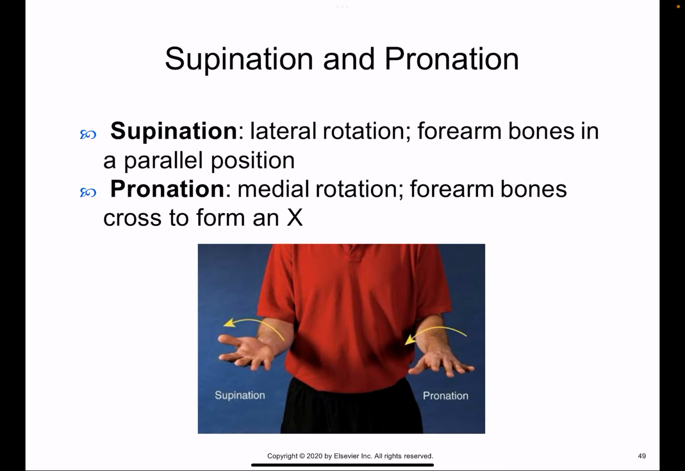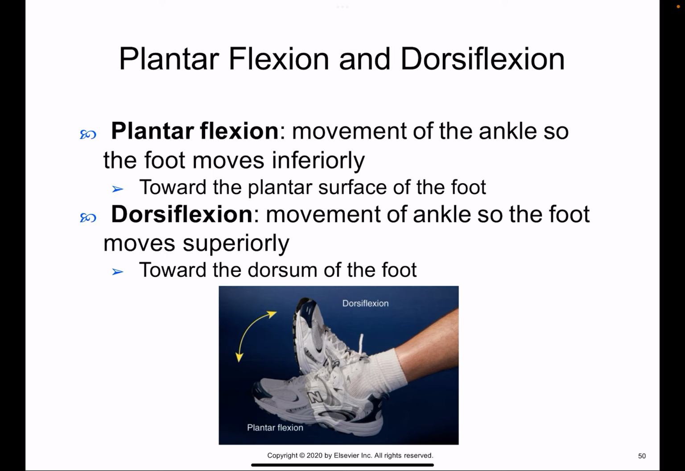Supination, of course, we have the word supine, which is face up, right? Lateral rotation, right? Supination's palms up, very simple. Pronation's palms down, right? Very, very simple. So this says forearm bones crossed to form an X. If we were to, for instance, look at our bones during an x-ray, they would be crisscrossed over each other when we are in pronation.